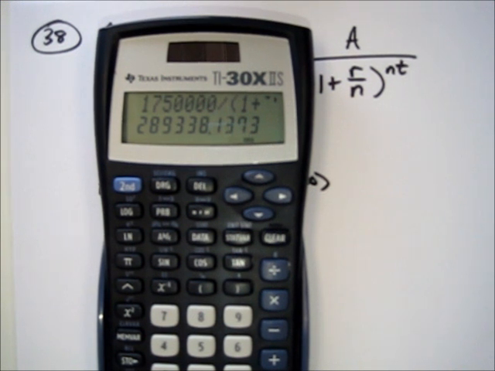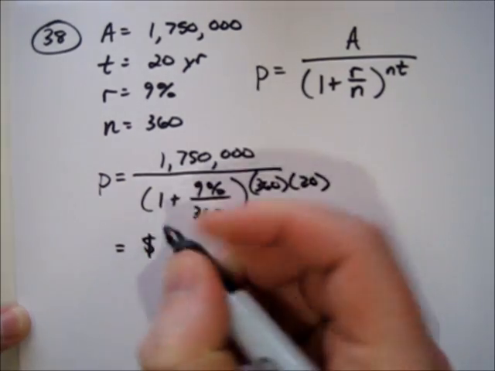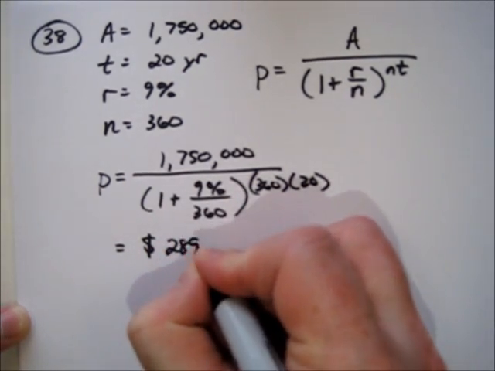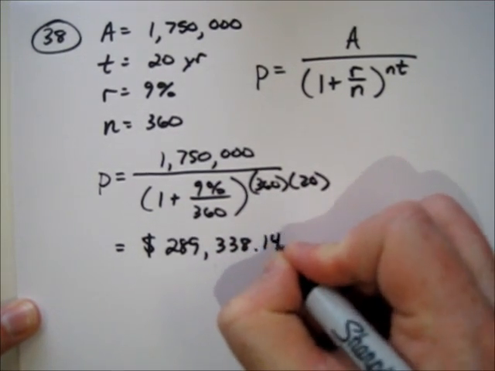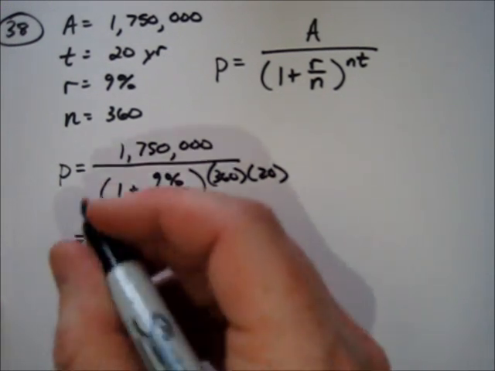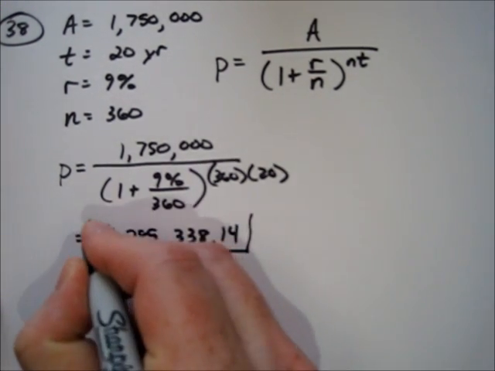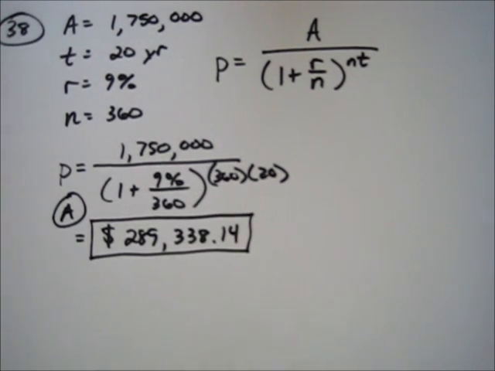And this is money, so I'm going to round this to 2 decimal places. So we get a value of $289,338.14. And that is the answer to part A. That's what they need today in order to have $1.75 million in 20 years.